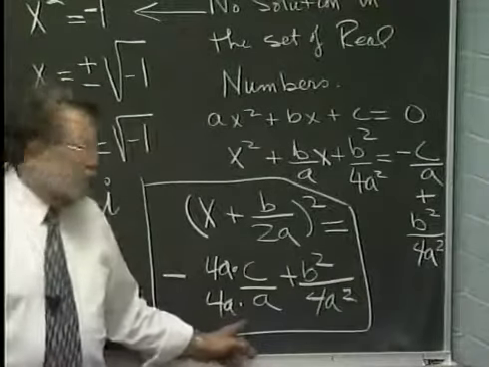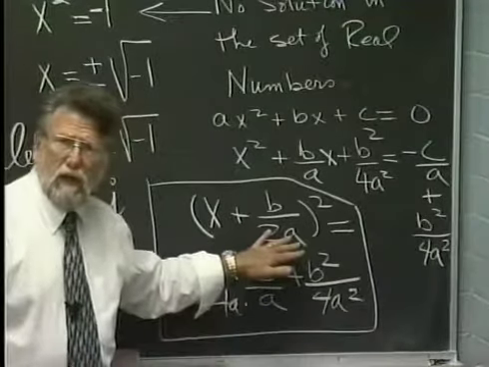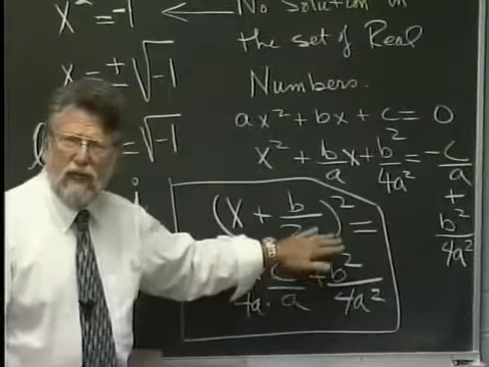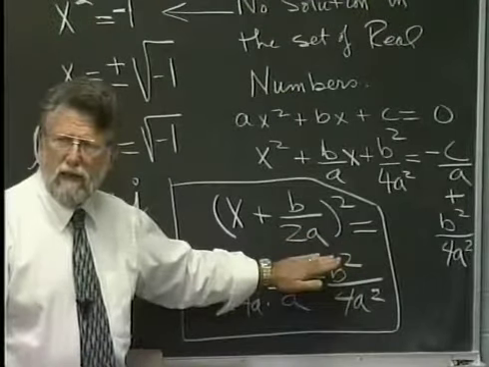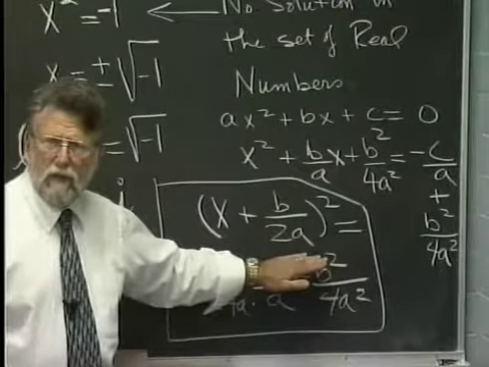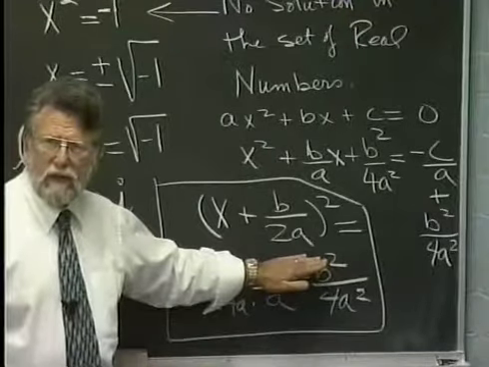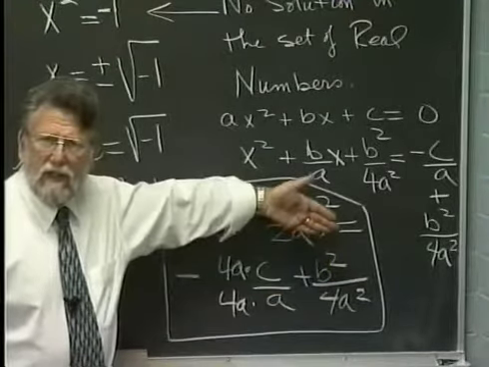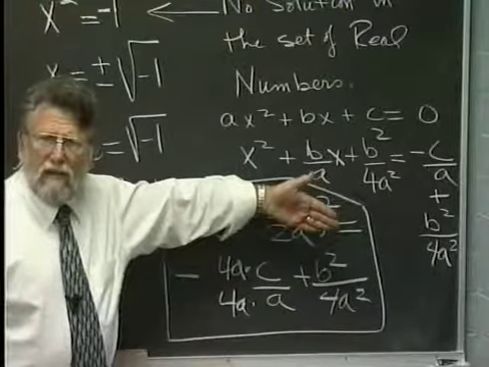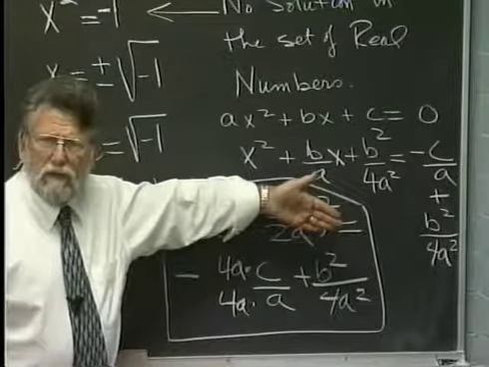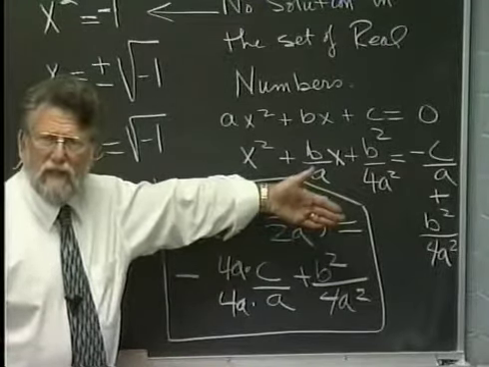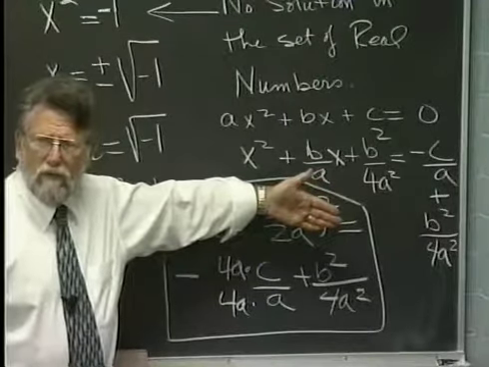Now, in this case, I have something squared on the left. Can you picture taking the square root of the left side? You'd have x plus b over 2a. So the left side would be x plus b over 2a. And the right side, you'd have the square root of that mess, which we said is b squared minus 4ac all over 4a squared.